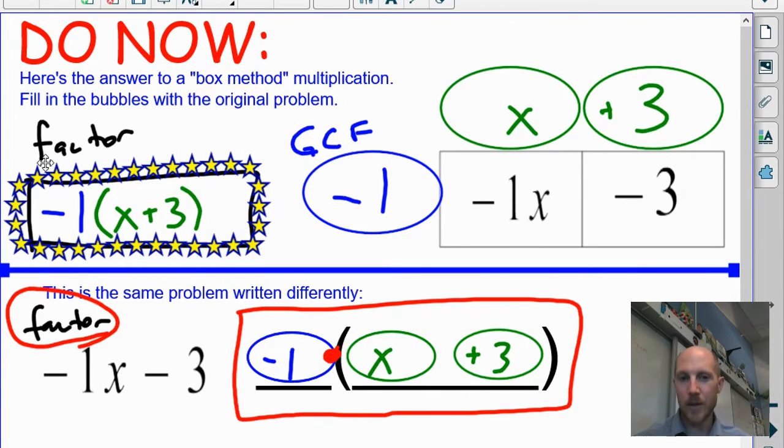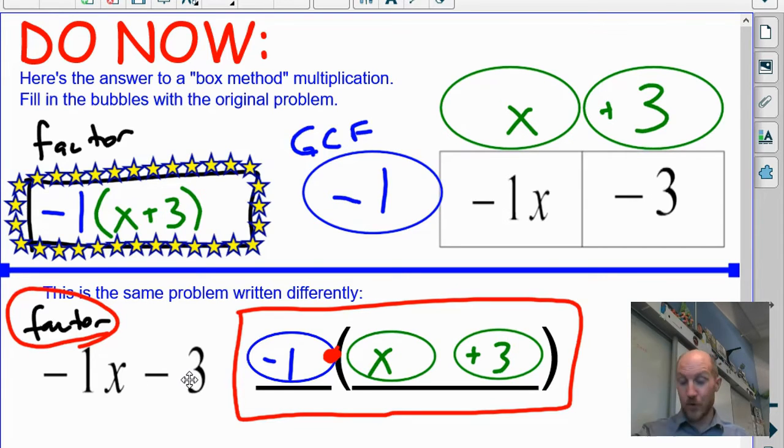So we take our answer and put it into the left side over here, our factored answer, -1, and then parentheses, x plus 3. So those two things in the green bubbles go together inside the parentheses. So that same problem has been written down below without the box, no area model. If the question just asks you to factor -1x minus 3, it would mean exactly the same thing.